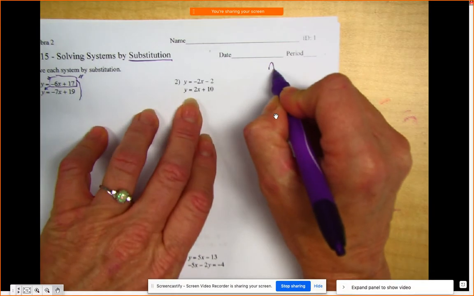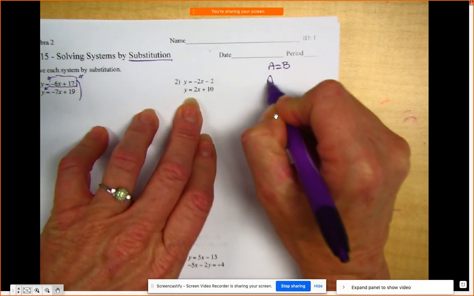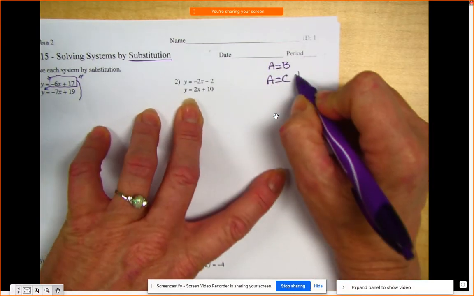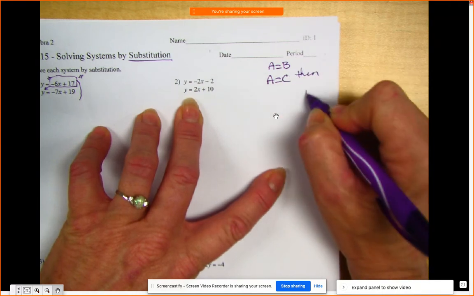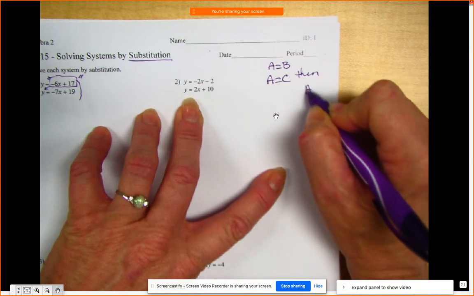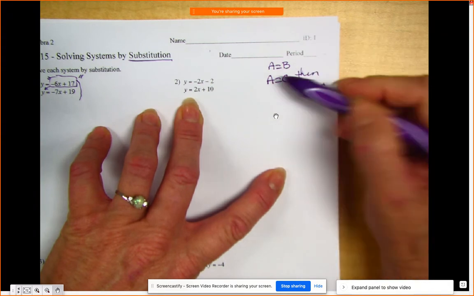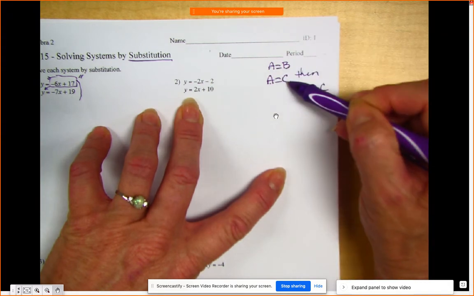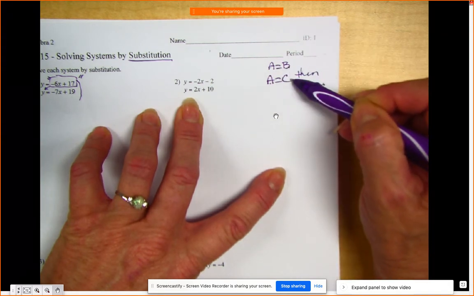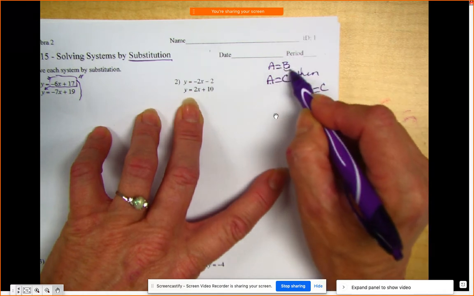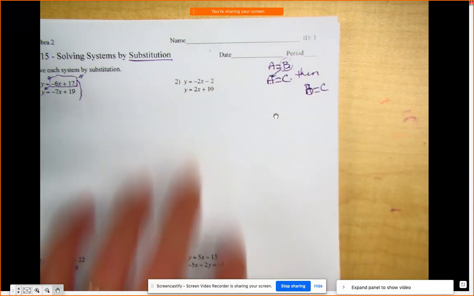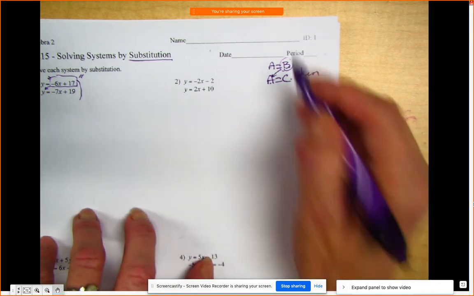Again, remember, if A equals B and A equals C, then I can from that say, oh, well then B must equal C. If A is equivalent to that and A is equivalent to that, I can say B is equivalent to C. I literally can substitute this B in down here and say B equals C. Let me move my little hand.